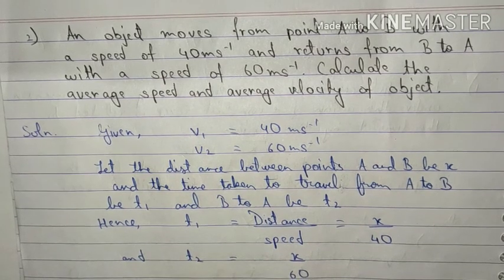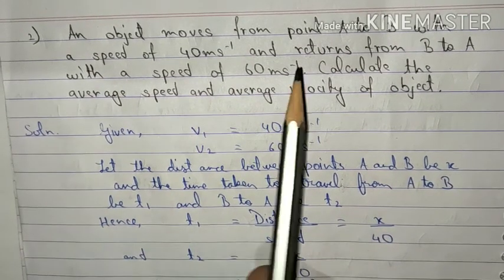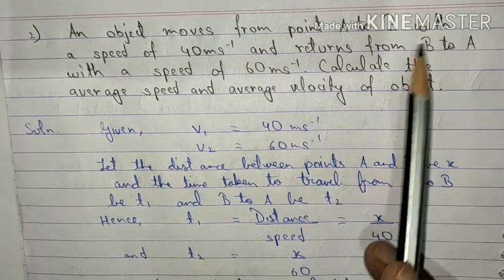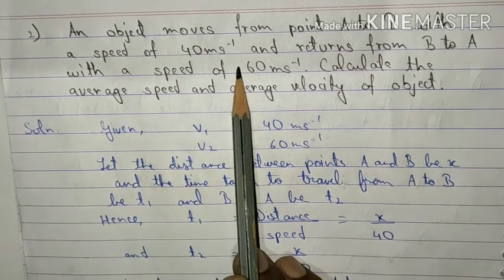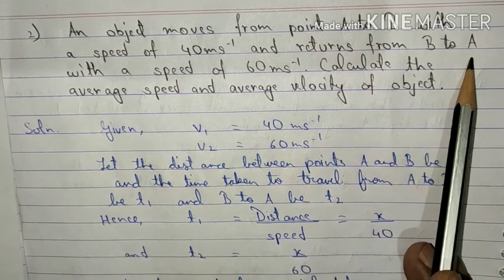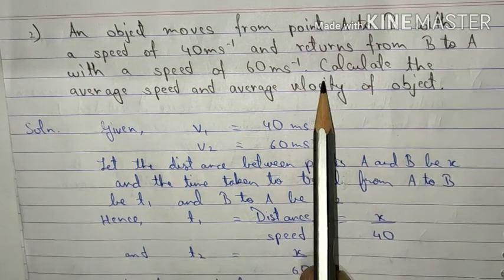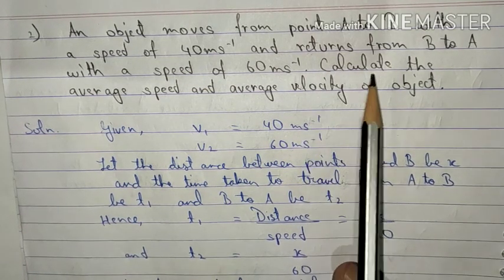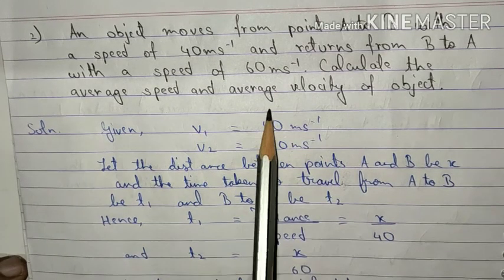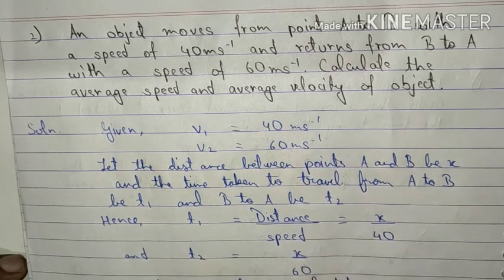Let's move to the next question. An object moves from point A to B with a speed of 40 meters per second and returns from B to A with a speed of 60 meters per second. Calculate the average speed and average velocity of the object.